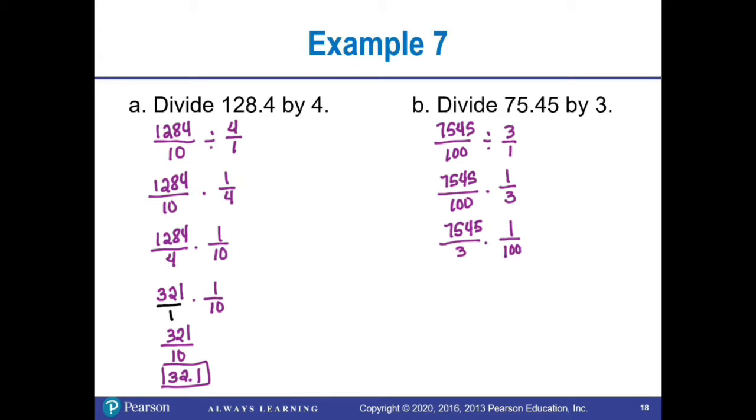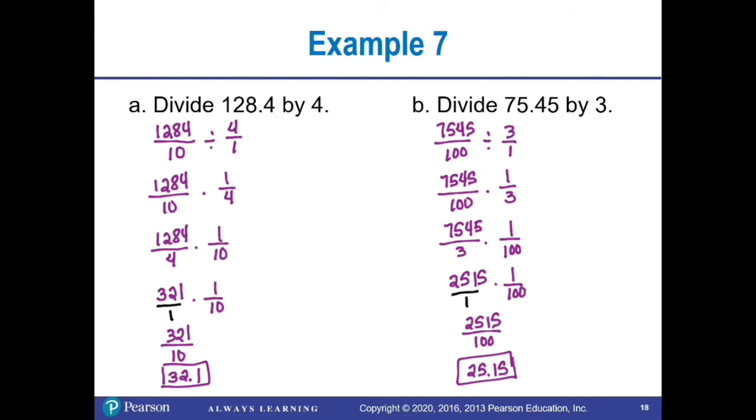Let's look at our first fraction, 7,545 divided by 3. I used my scratch paper, and that gave me 2,515. We're multiplying times 100. 2,515 is understood to be over 1. Multiply your numerators gives us 2,515. And multiply the denominators, 1 times 100 is 100. So we have 2,515 hundredths. Hundredths is 2 decimal places, and so my answer would be 25.15.